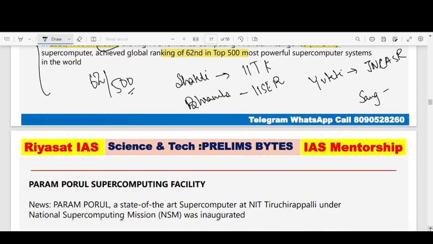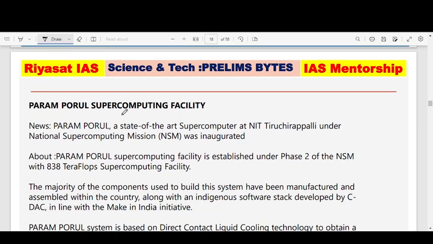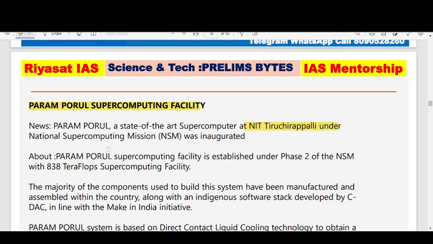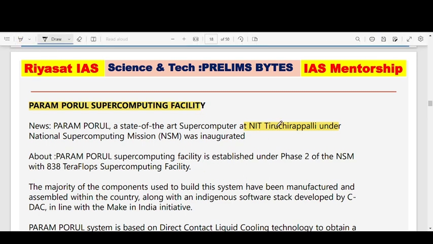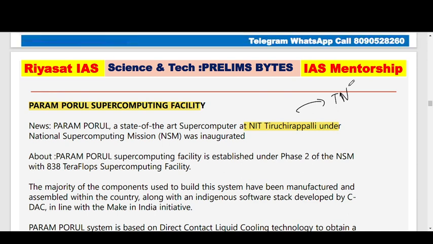Okay. Let us move to the next, Param Porul supercomputing facility. This is also very important. Recently, it has been inaugurated at NIT Tiruchirappalli under that mission only, the National Supercomputing Mission. This is a supercomputing facility at Tiruchirappalli. Tiruchirappalli is in Tamil Nadu. And about Param Porul, what you need to understand is that it was under phase 2 of NSM with 838 teraflops.